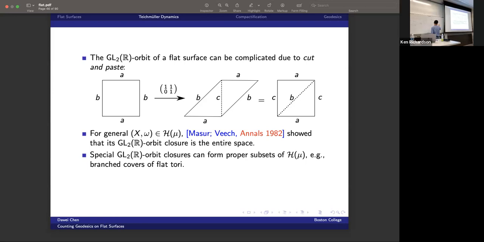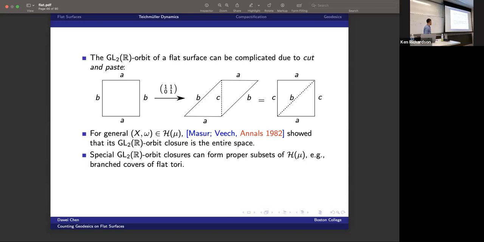I want to generalize this picture to higher genus. I can just make some branched covers and make a surface, say, by three squares with suitable edge identifications and so on. When I apply GL2R to this surface, it amounts to changing the shape of each building block. If I apply GL2R, I just get something like this. Essentially, with this branched cover construction, the GL2R orbit upstairs behaves similarly to the one downstairs.